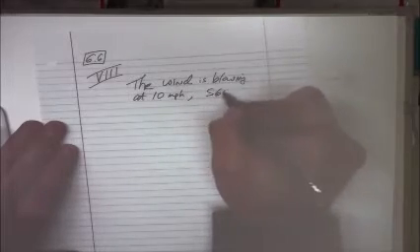The wind is blowing at 10 miles per hour, south 60 degrees east. So we're going to make that into a vector. And that's the last part of lesson 6.6.